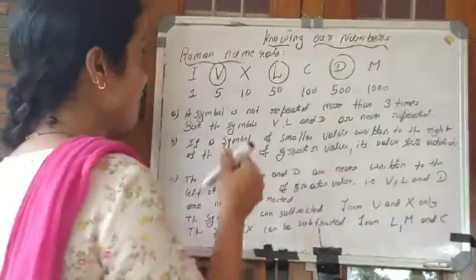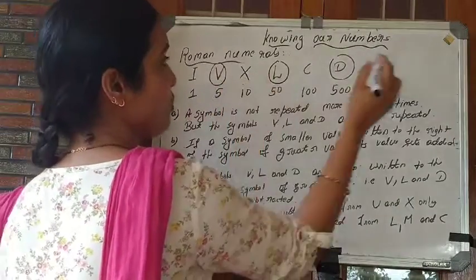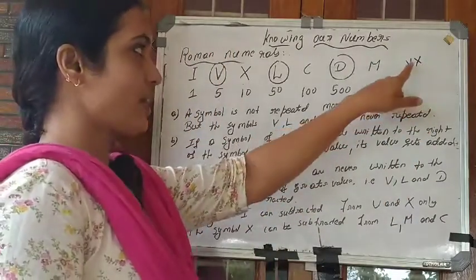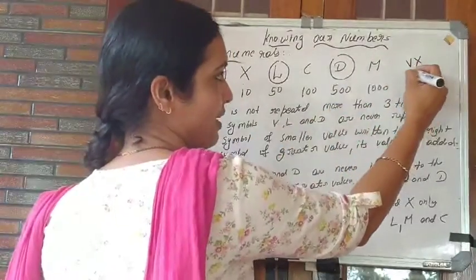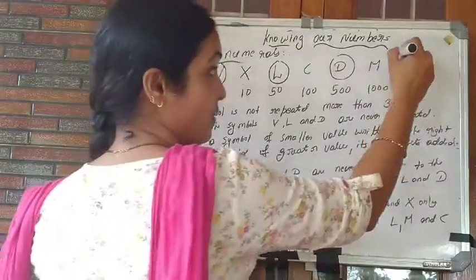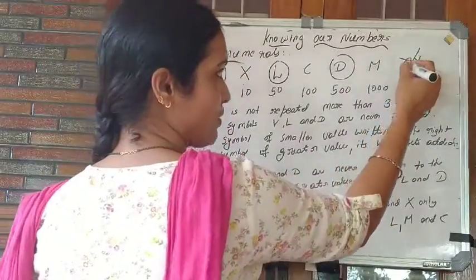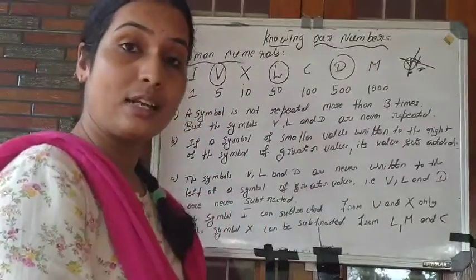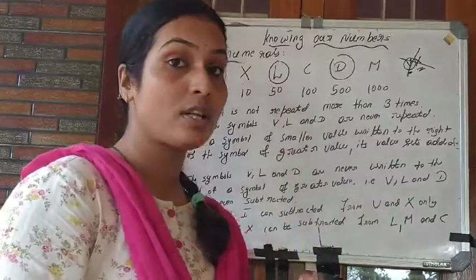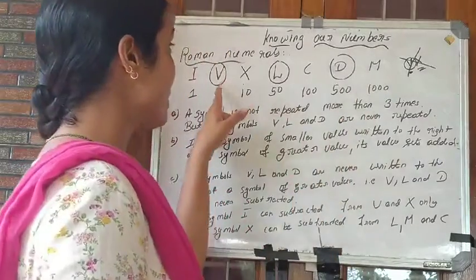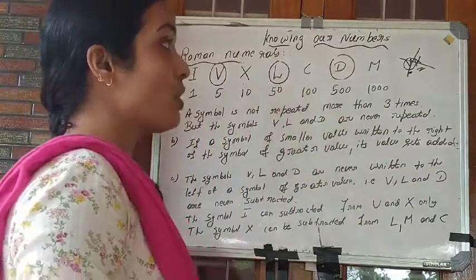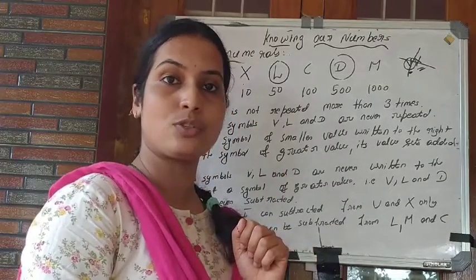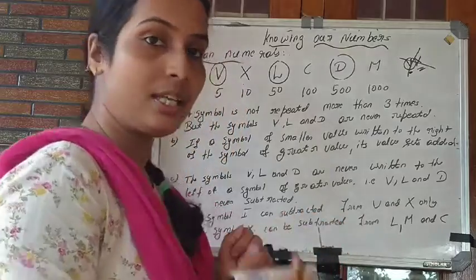If there is a greater value than V, so X, we should not write the number like this. Actually this is the greater value and this is the smaller value, but we should not write like this, because this V should not be written on the left side. We can write it on the right side of the greater value, but not on the left side. Means we should not subtract VLD from any given number.